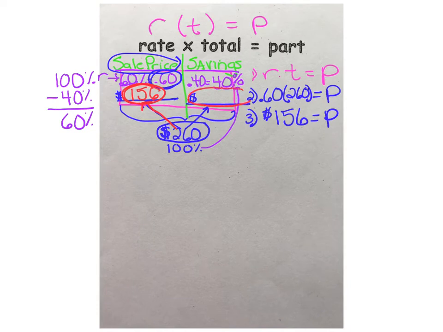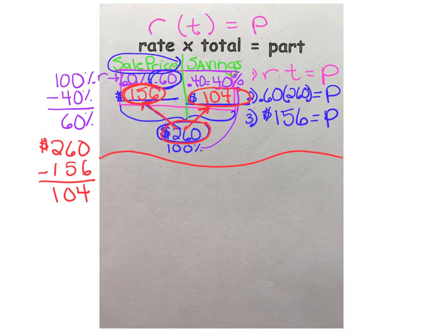I'm curious, how much are we saving though? If we take $260 and subtract the amount we have to spend, which is $156, we get a savings of $104. Those two parts add up to this total. Let's try one more problem together.